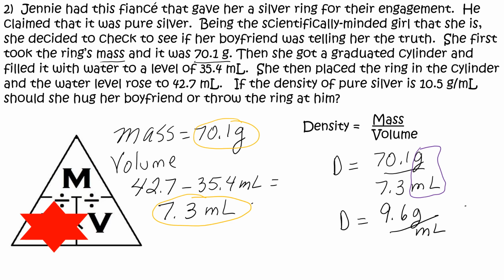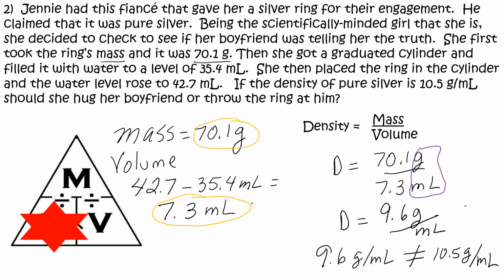9.6 grams per milliliter is definitely not 10.5 grams per milliliter. So I would write 9.6 grams per milliliter is not 10.5 grams per milliliter. Yes, they would have to be exact. It's not even close. That's not pure silver. Whatever it is, it's not pure silver.